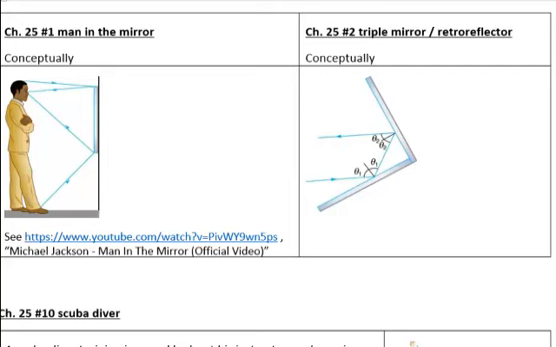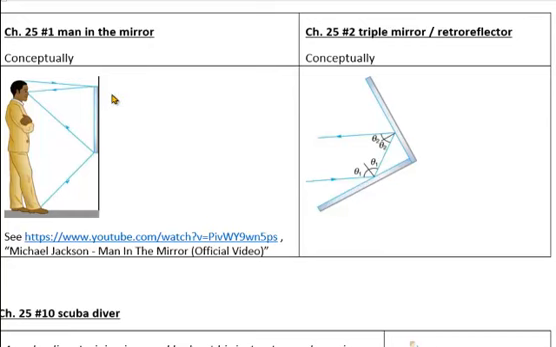When you look at a mirror and you want to see your entire body from top of the hair to the bottom of the shoes, all you actually need is a mirror that is half as tall as you are. And it actually doesn't matter how far you are standing away from the mirror. And I think we can see that kind of in the drawing here.